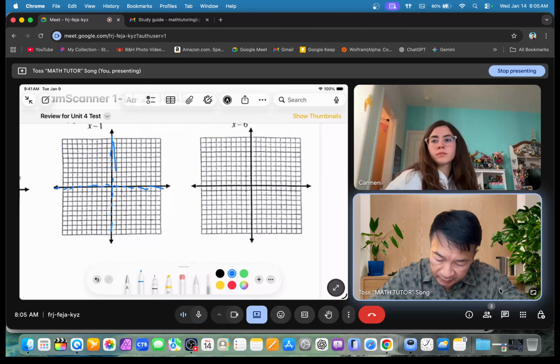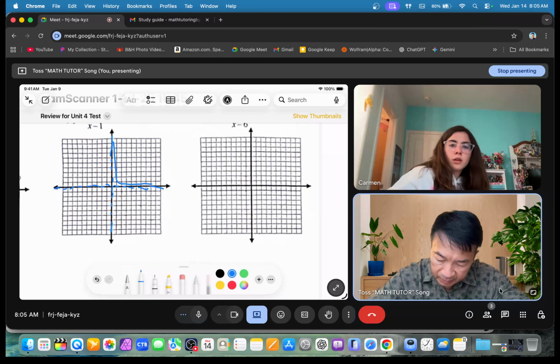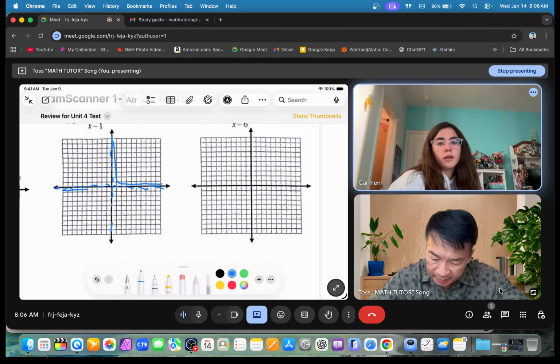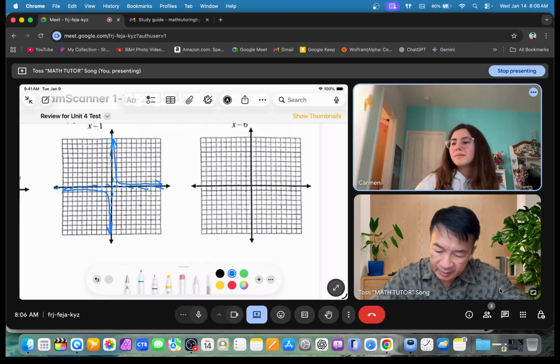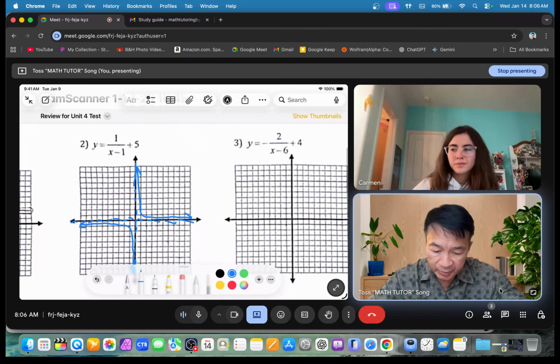I think if I were to draw this, I'm sure you're familiar with it. It looks like this, right? And it doesn't actually touch those lines. It's just skimming them. Yes. Now there's more to it.